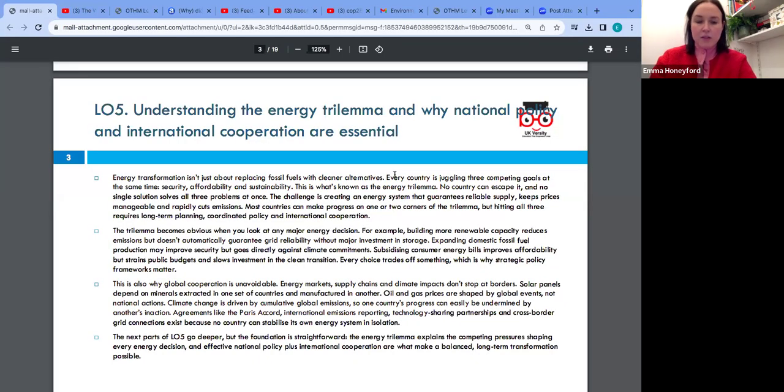We're going to go a bit deeper into this in the next section, but the foundation is straightforward. The energy trilemma explains the competing pressures shaping every energy decision. So we know that we will need system level thinking. We can't just think about one dimension of the energy trilemma triangle alone. We have to understand the interconnectedness of those three different areas of security, affordability and sustainability.